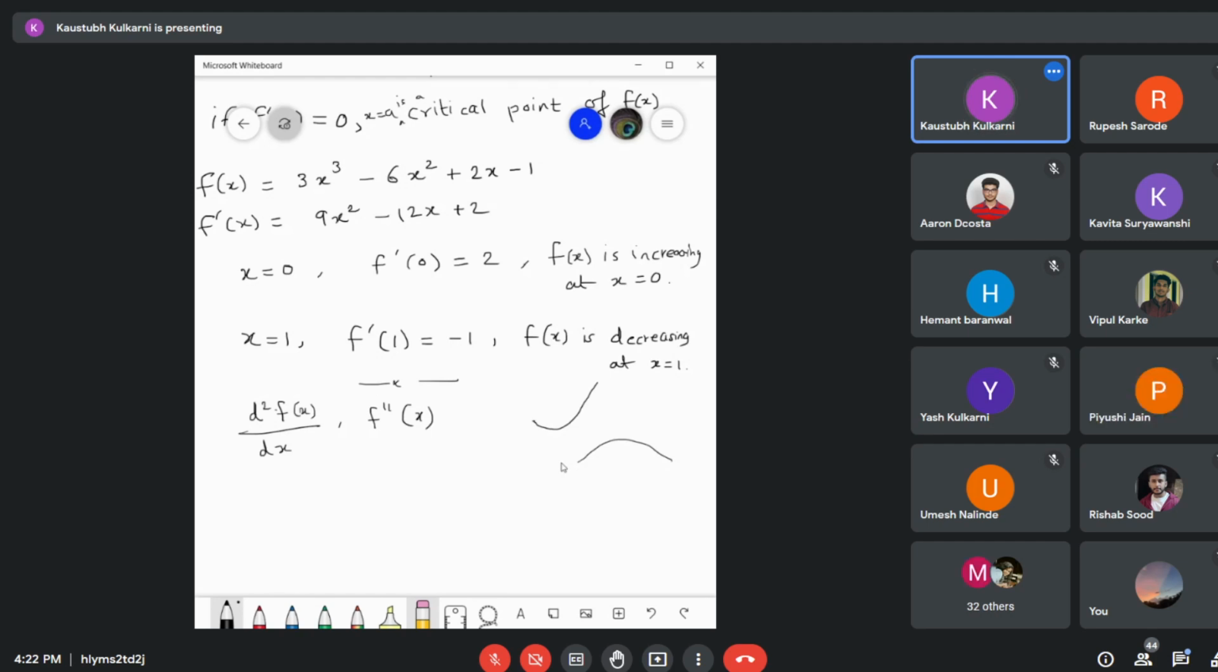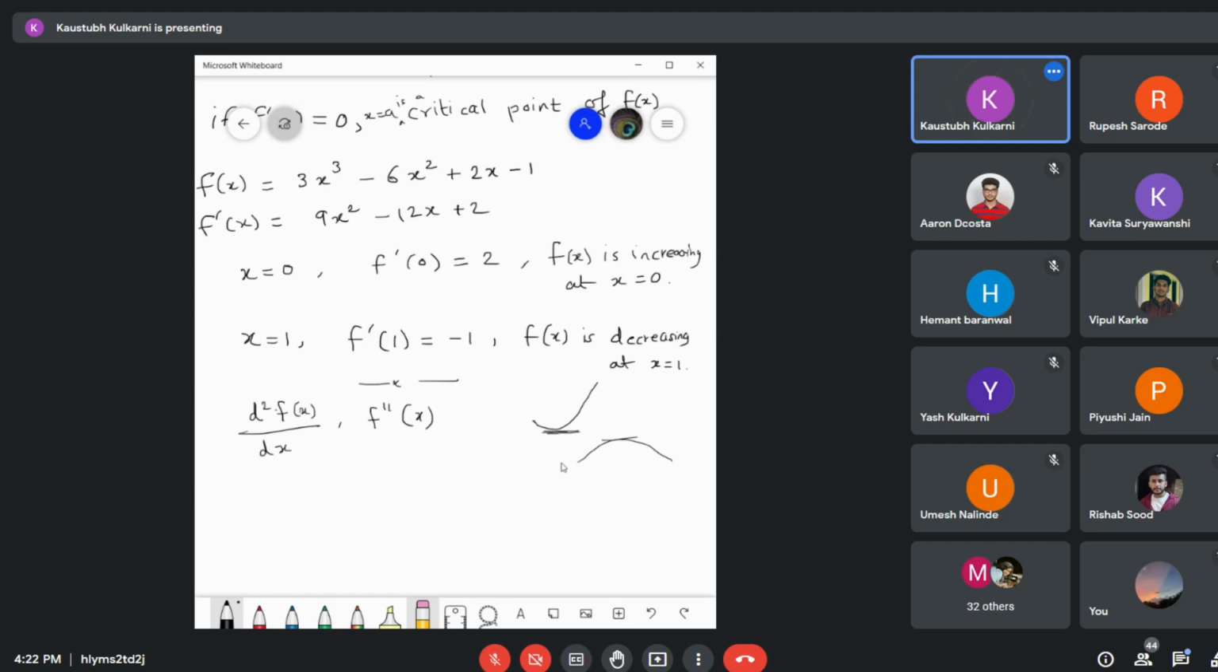So what it means is, at this point you got your first derivative 0. After this the slope is going to increase. The first derivative is going to increase. Then the second derivative will be positive. And here it is 0. And after this point the first derivative is increasing. Decreasing, sorry, in this case it is decreasing.